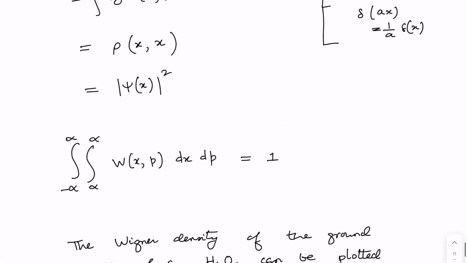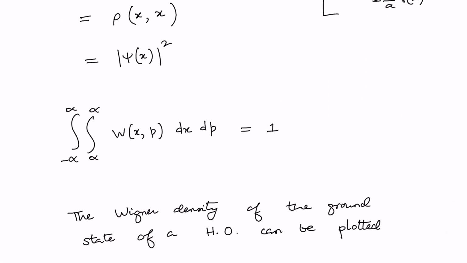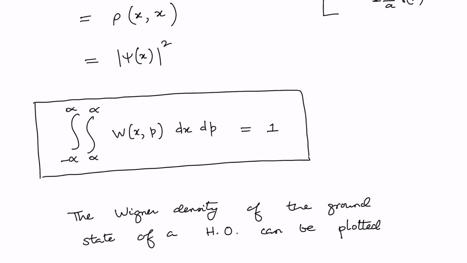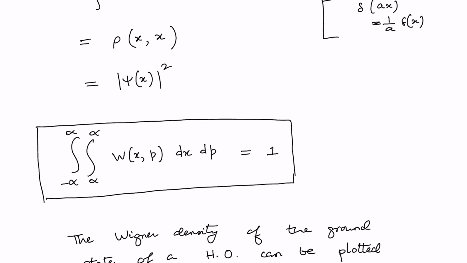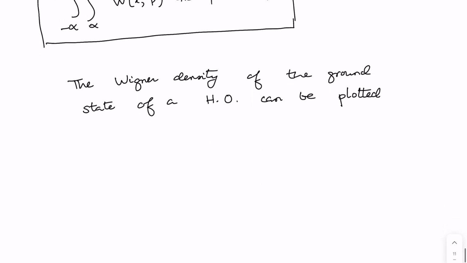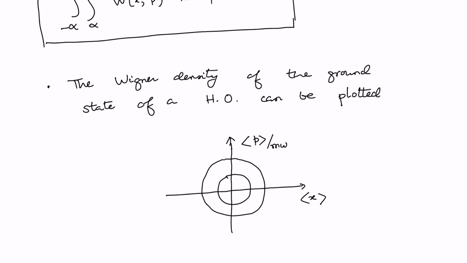Now it is straightforward to show that if you take the full integration of this Wigner density function over both position and momentum variables, that is going to give you 1, and that means the Wigner distribution function or the Wigner density is normalized. We can plot the Wigner distribution function for various quantum states. For example, the Wigner density of the ground state of a quantum harmonic oscillator can be plotted, and the plot is going to be of this type.